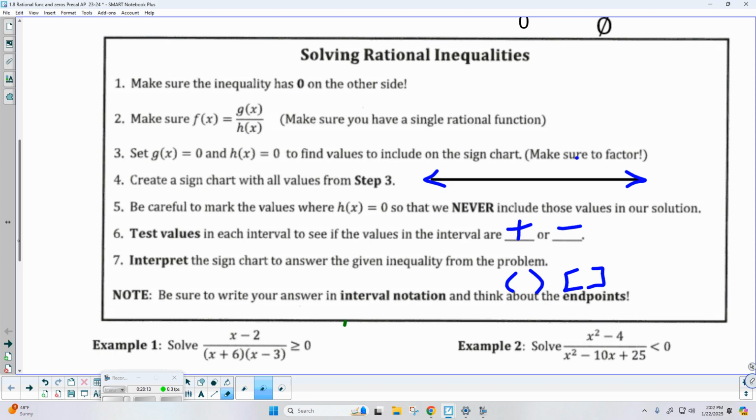Number 5 is super important, and this is what people tend to forget. Be careful to mark the values of h equals 0, your denominator, so that we never include those values in our solution. Okay. Look at each interval, decide if it's positive or negative, and then based on that, answer the question. Choose the positive or negative intervals. Remember, if it's a closed circle, we're going to have brackets. If it's open, we're going to have parentheses.